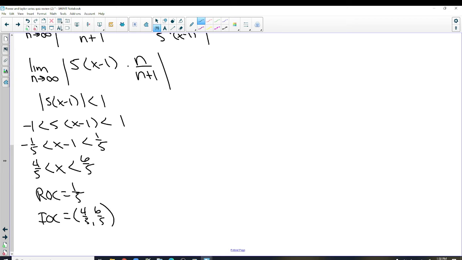Well, what's between 4/5 and 6/5? What's halfway in between? 1, right? Because we're centered at 1, 5/5. So 5/5 right down the middle. We're centering at 1. Anyway, that's about every scenario that I could think of. Make sure you look at those before the test tomorrow, and you should be fine.